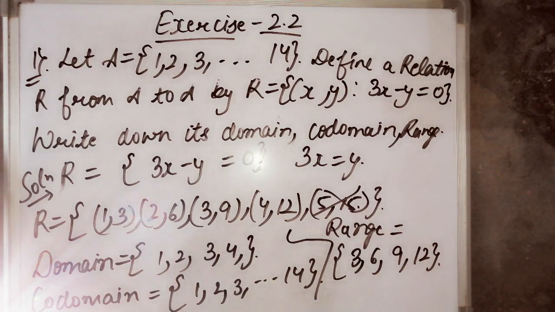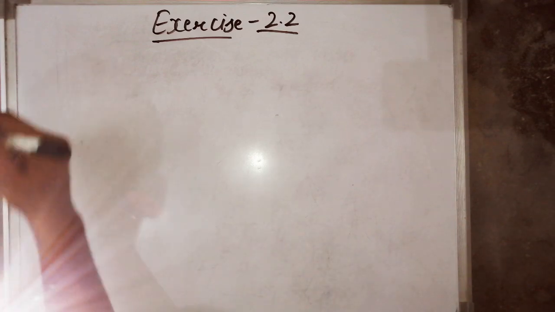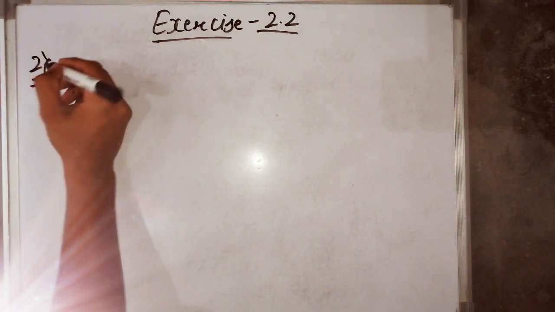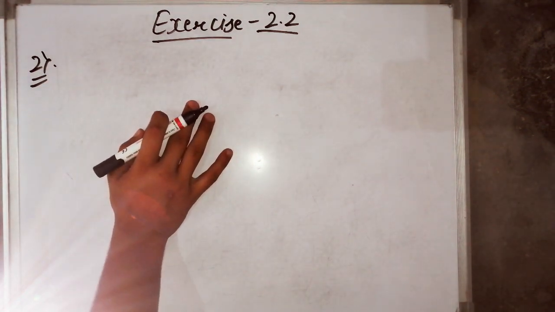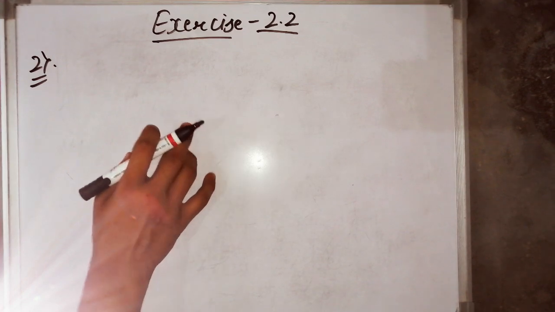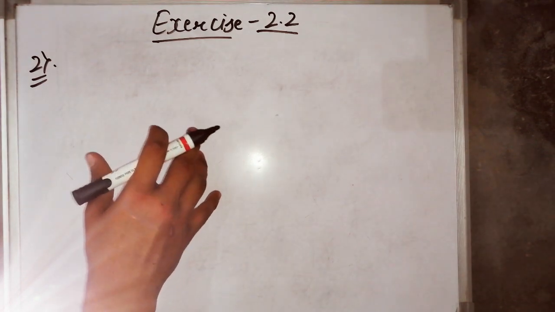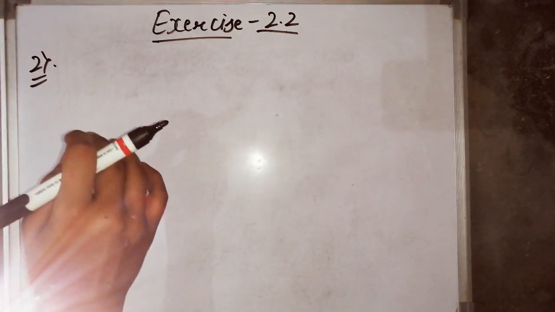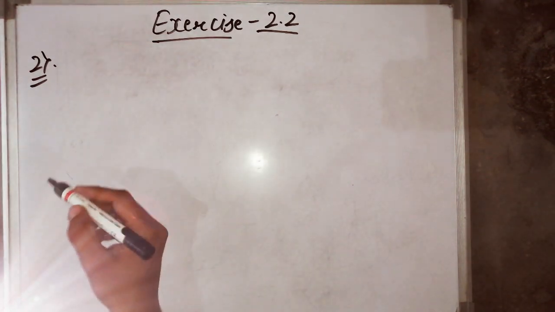Pause the video to note it down, and now let's move to our second question. Okay students, let's have a look at the second question. Define a relation R on the set of natural numbers by R equals to x is related to y such that y is equal to x plus 5, where x is a natural number less than 4 and x and y belong to natural numbers. Depict this relationship using the roster form and write down domain and range.